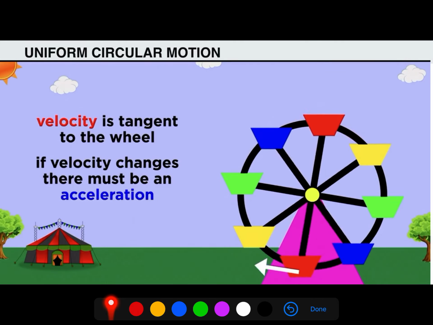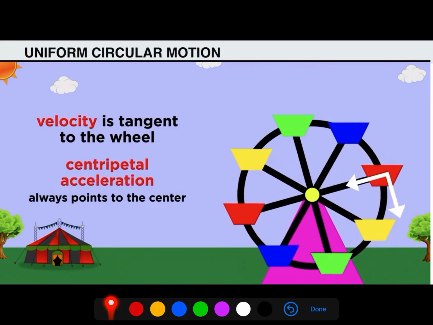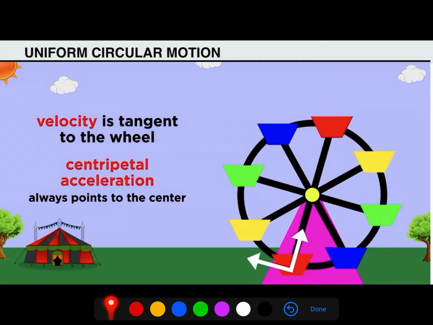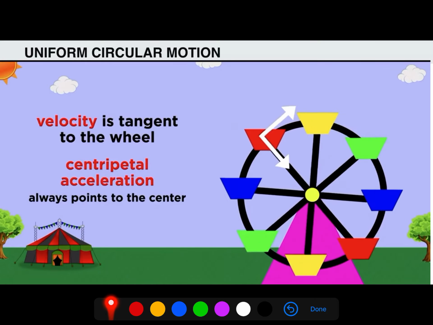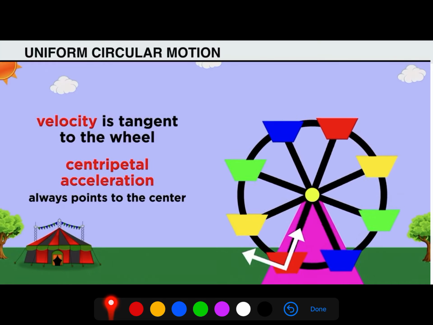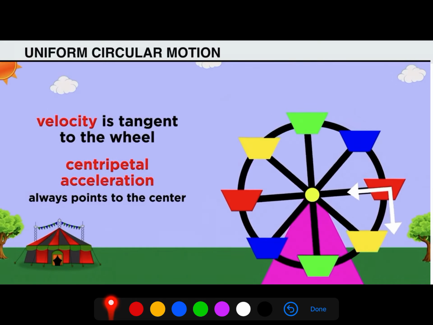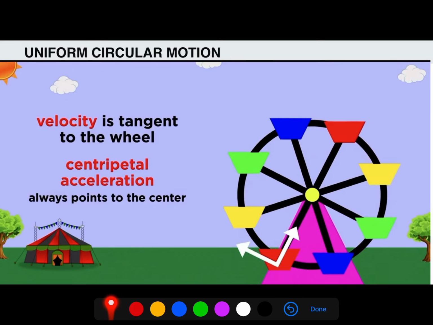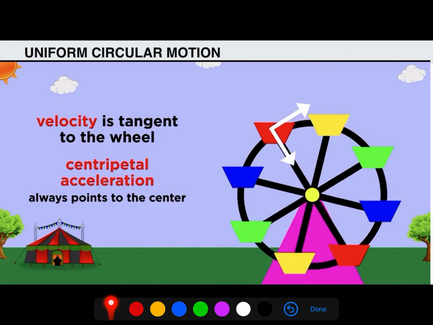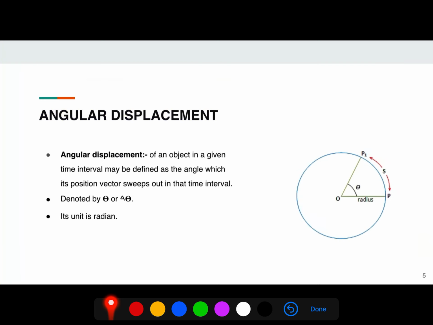Velocity is tangent to the wheel. If velocity changes, there must be an acceleration, and the direction of acceleration is perpendicular to the tangential velocity, and it is directed towards the center. So it is also known as centripetal acceleration.